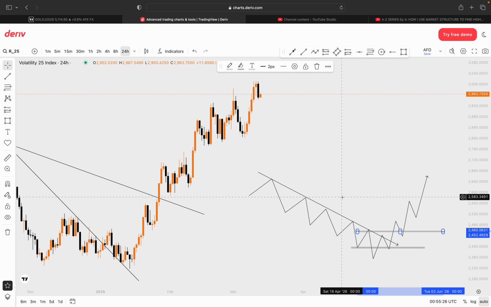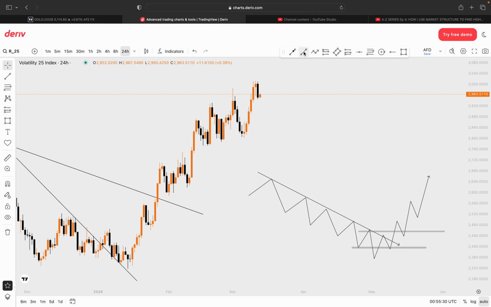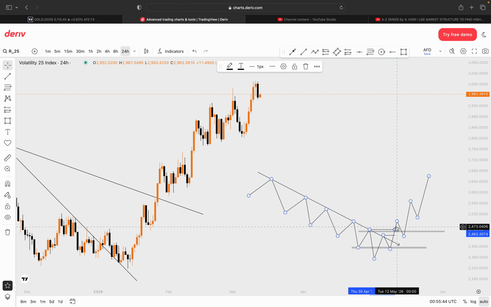But if you want to validate that this market has truly changed its trend, the market does not need to just break this change of character here. You need to see it break at least two of these internal structures. The moment it breaks this second one, I'll wait for the pullback and then look for an entry.